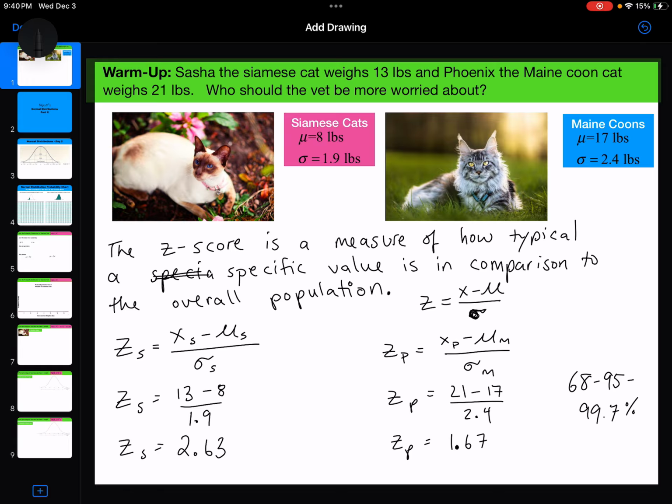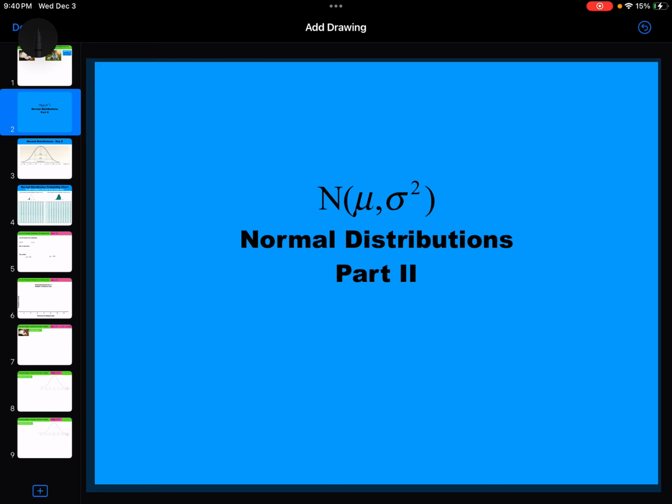But all the examples we did yesterday were specifically within 1, 2, or 3 standard deviations. Now we can see for these two cats they don't fall nicely on an interval away. So that's where today's lesson comes in. So today's lesson is simply part 2 of the normal distribution, and we're going to carry on.